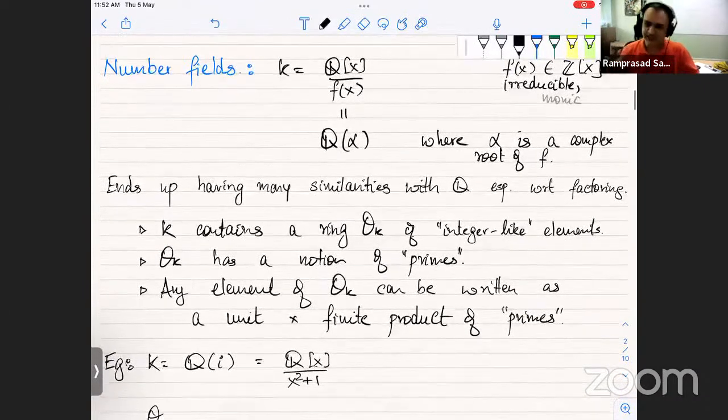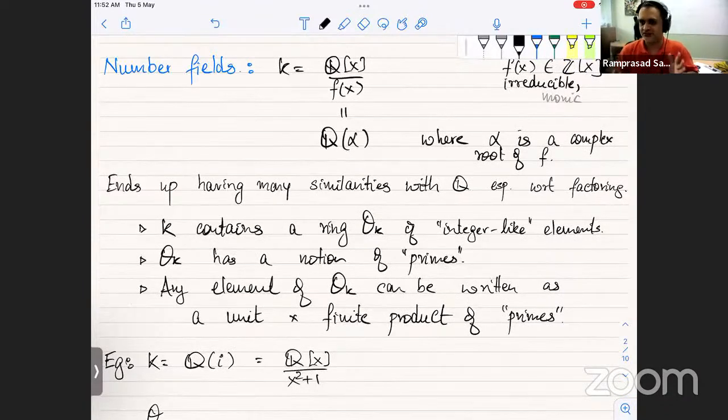Let's look at a few examples to get comfortable with what these things are. One of the things we mentioned was that if you quotient with x squared plus 1, then it's as if you're adding the complex number i. So what are elements in this thing? Basically things of the form p plus qi, where p and q are both rational numbers. It's just complex numbers where the real part and the imaginary part happen to be rational numbers.